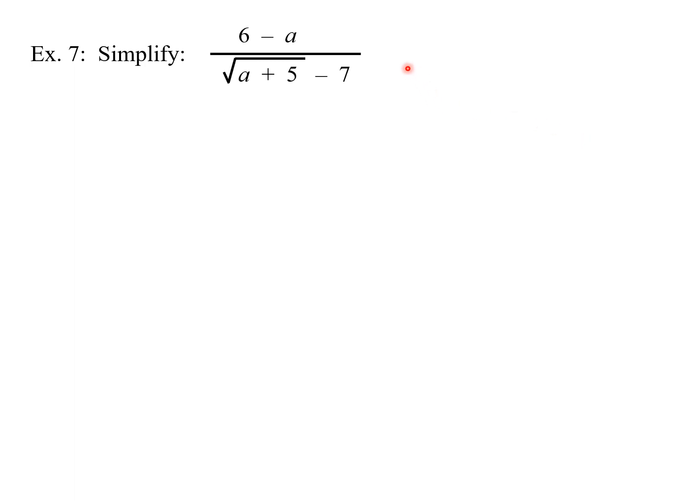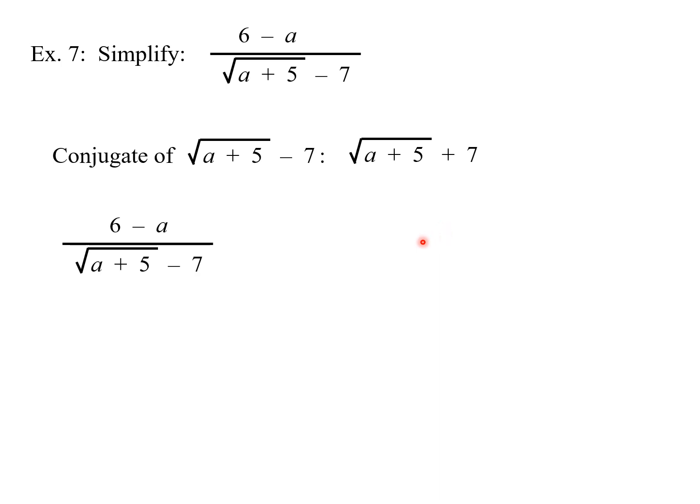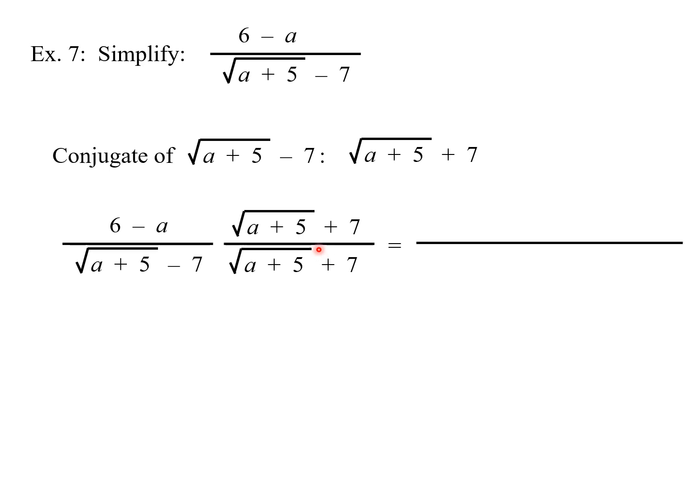Now let's simplify this. Look, I have a root term there and then a minus 7. The conjugate of this is going to be the same two terms, but the opposite sign. So instead of minus, it's going to be plus. And so let's multiply top and bottom by the conjugate. What we get in the numerator is just that quantity times that quantity. We just leave it like that. We don't multiply it out, because this is actually the simplest form.